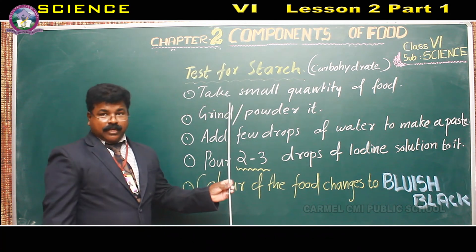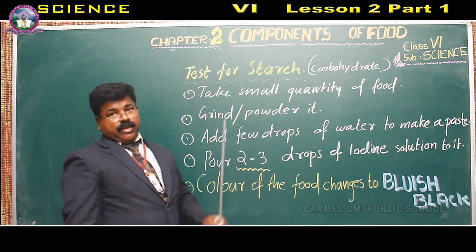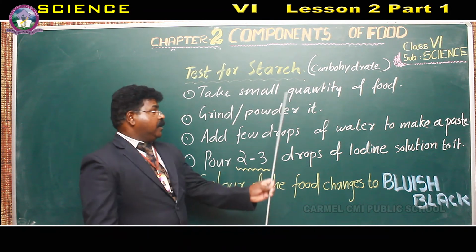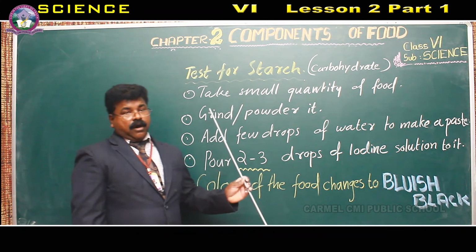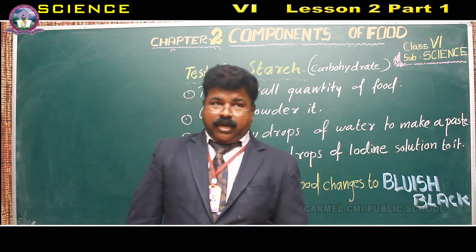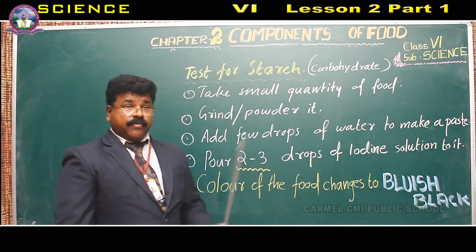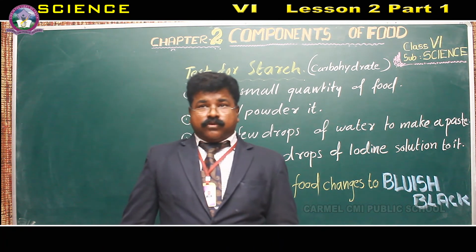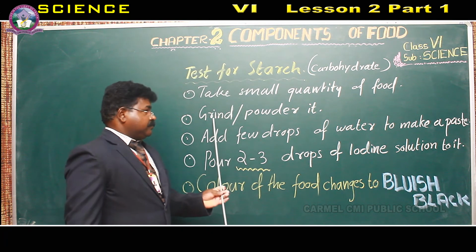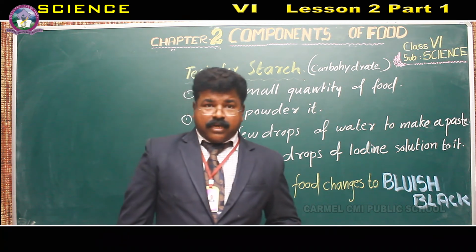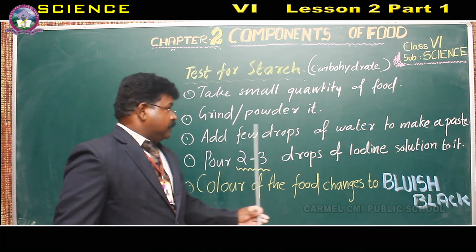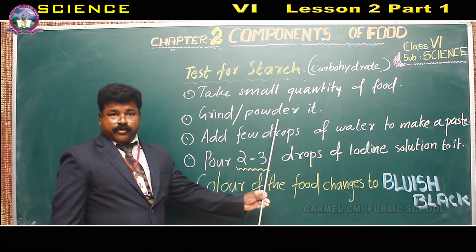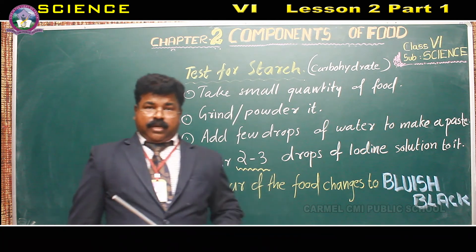So what are the materials required for it? First of all, we need to take a small sample of food item. A small quantity of food sample we have to take. The next, we have to grind it, or you have to mash the food item. In order to make a paste, we need to grind the food or powder the food material. For example, if you are taking cooked rice, we have to mash it. If you are taking raw rice, it should be powdered. So that's why here it is written, grind food or mashed food or powdered food item we have to take. A small quantity we need to take in a test tube.